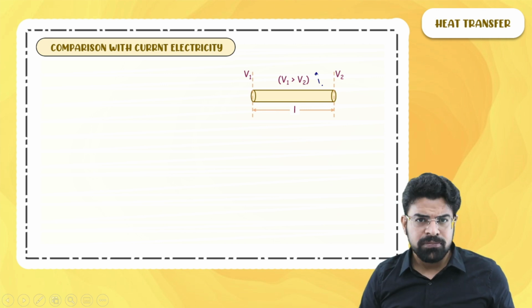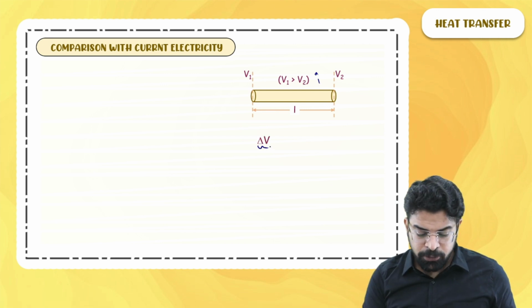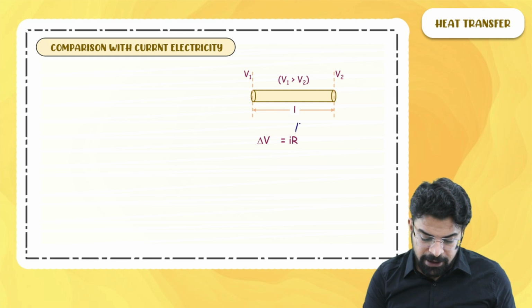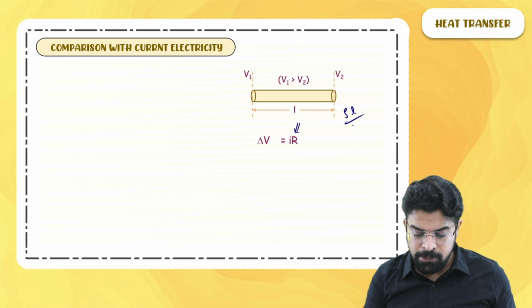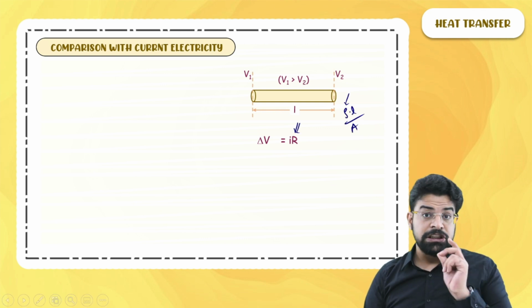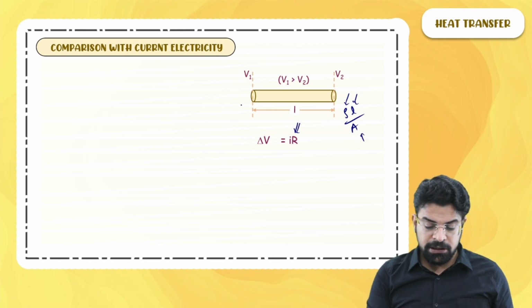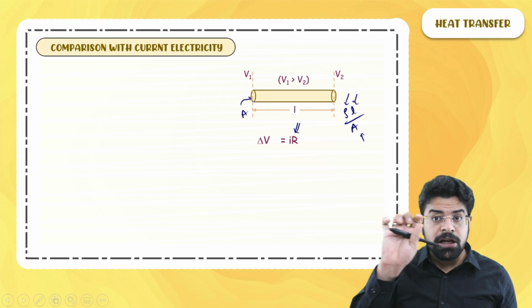Sir, Ohm's law. Ohm's law tells us that the potential drop has to be equal to I into R. Since the potential drop has to be equal to I into R, we can write the resistance as rho L by A. What is rho? Resistivity. What is L? Length of the conductor. What is A? The cross-sectional area through which the current flows.